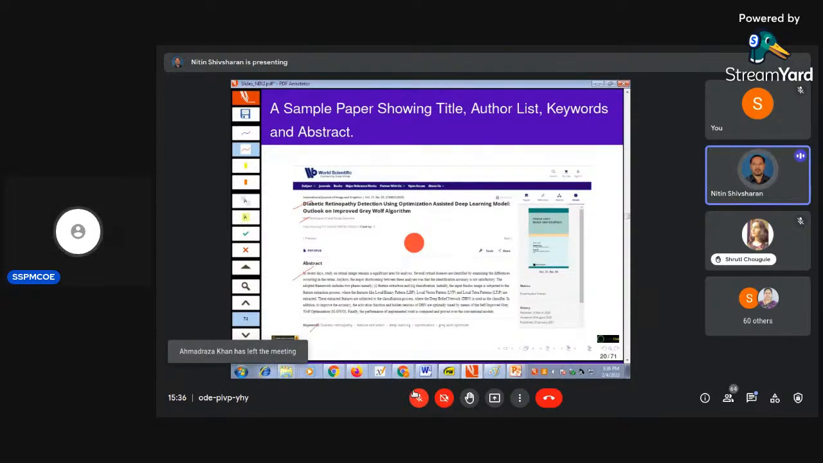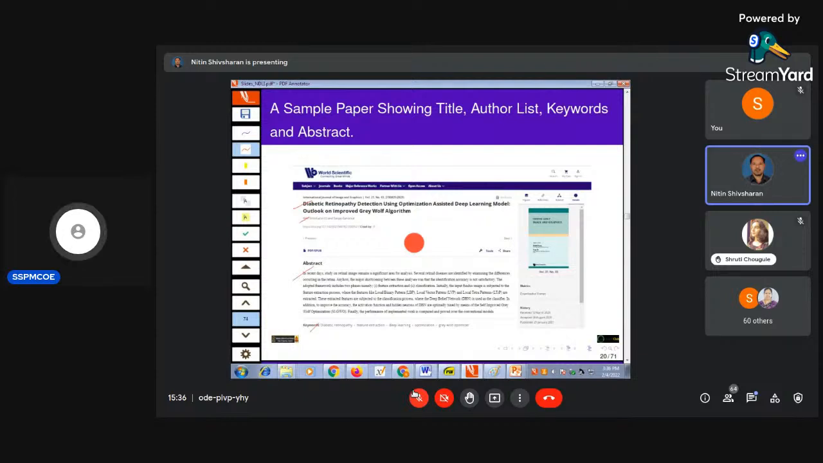We should use minimum words, and within those minimum words, you should describe your paper appropriately, so that it describes the whole content to the reader. Most of the readers are going to read only this part of your paper. So take care about this while writing.